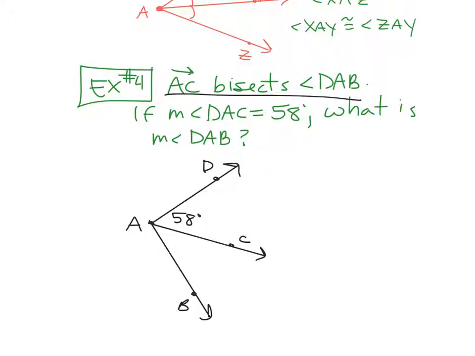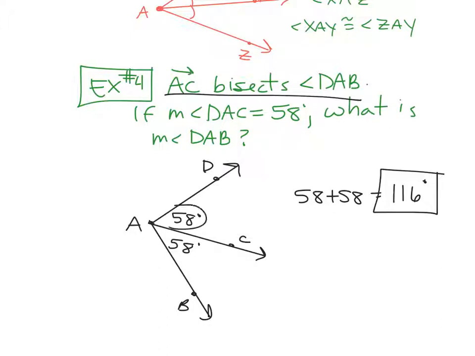What is it? DAB isn't 58. CAB is 58, right? So because it bisects, these are both going to be 58 degrees. So then DAB is just the sum of those, right? Add those together, 58 plus 58. You get 116 degrees, which is definitely not a 116 degree angle as drawn, but you get the idea. Questions on that?